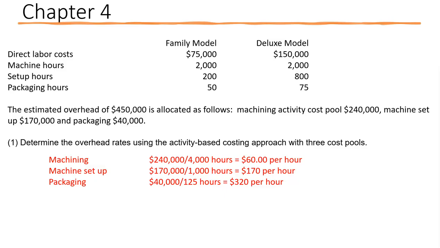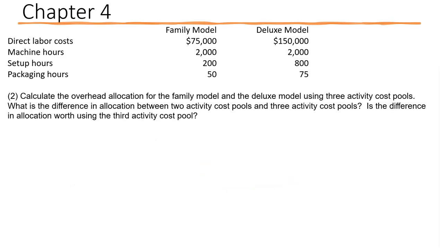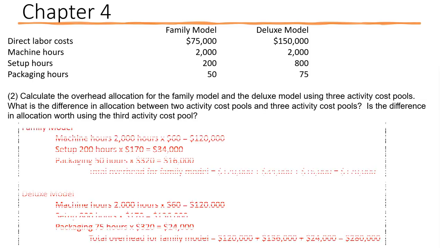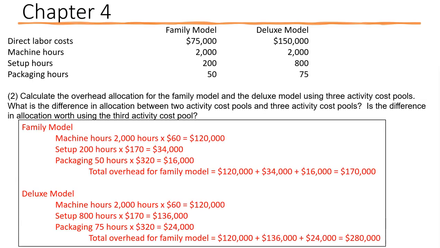Now if we use these rates and apply them to our expected usage for the different models, we can get the overhead allocation for the 2 models. So simply take those rates times the hours. So machine hours, 2,000 for each. Again, now at $60, $120,000. Setup hours, family model is 200 hours at $170, the new rate, $34,000. Packaging is 50 hours times $320 per hour, $16,000. Total overhead, if we add those 3 together, is $170,000.